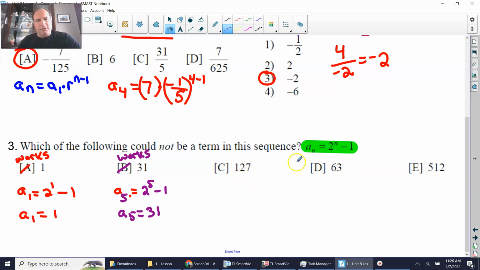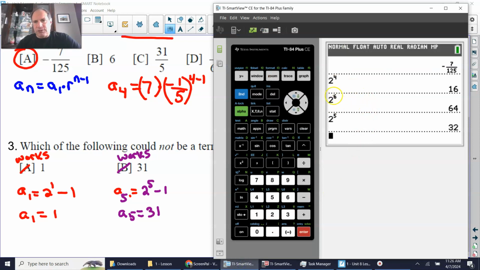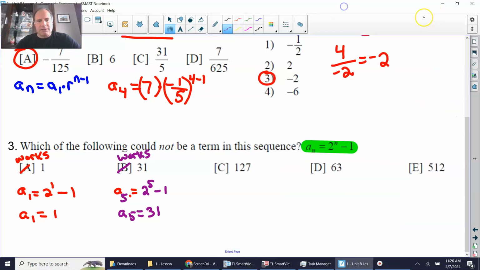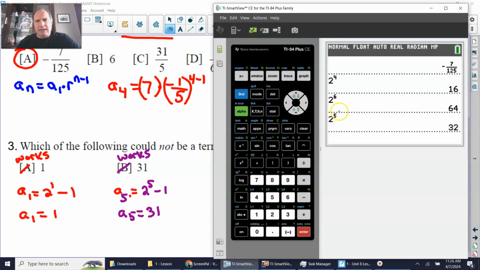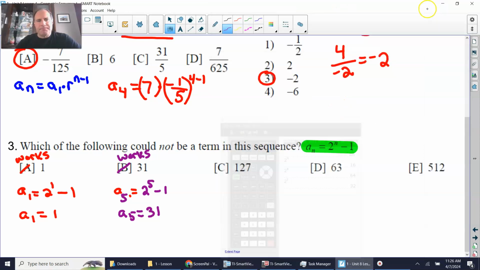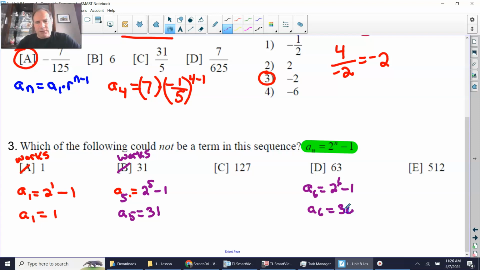Let me jump to 63, because they go out of order here. You're looking for 2 to what power minus 1 equals 63. 2 to the 6th power is 64, minus 1 is 63. So a sub 6 is 2 to the 6th power minus 1, and that is 63. So that works.